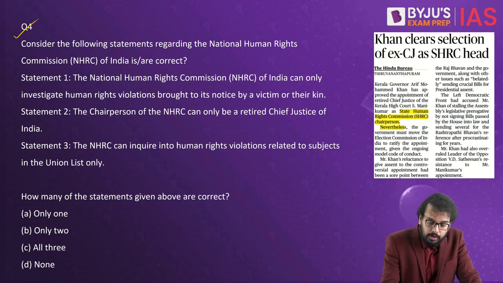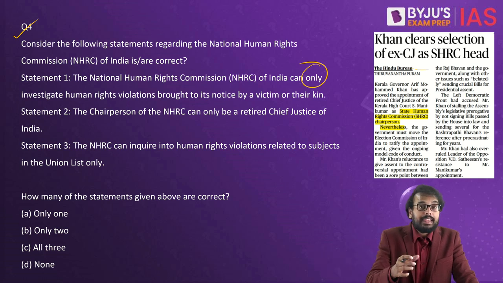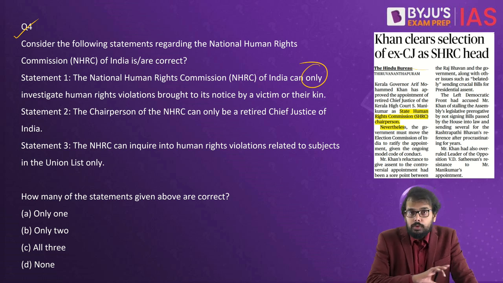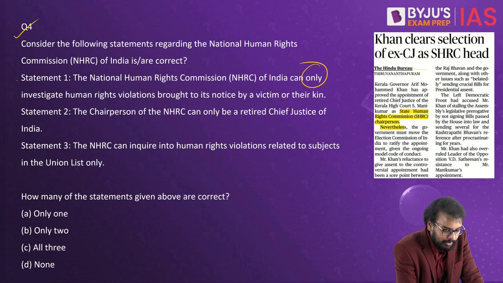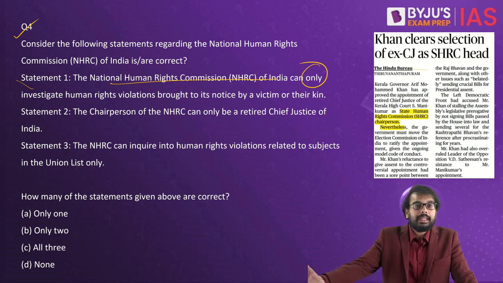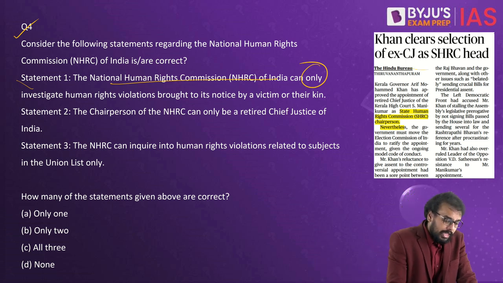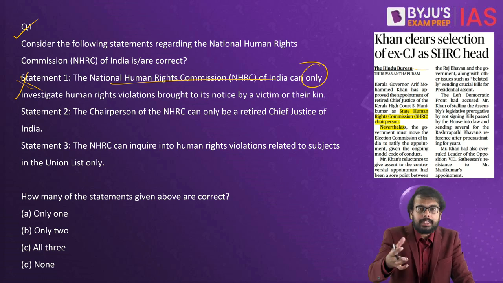No, it is not the only thing. NHRC can take suo motu action. Even if the victim doesn't complain, even if none of the people complain, NHRC can take action against any human rights violation in a suo motu manner. Without anyone's interference, NHRC can take the case by itself. So statement 1 is wrong. It is not that NHRC can only investigate; NHRC can also investigate without a complaint given by the victim. So NHRC has suo motu powers, that is, it can investigate the matter even without any complaint.